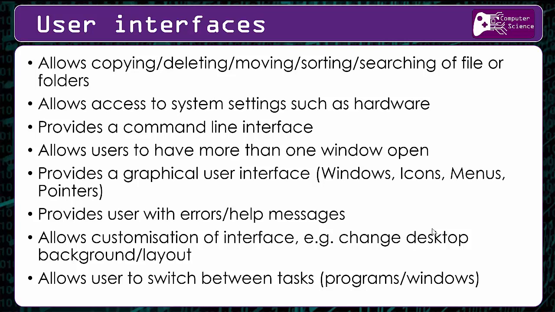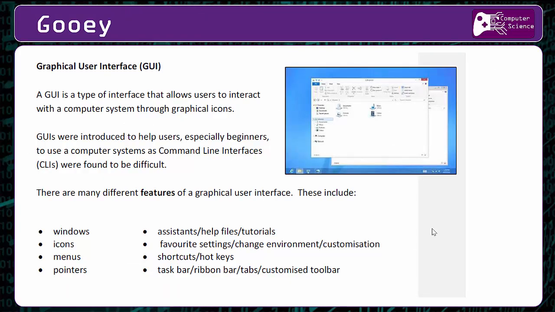It allows users to have more than one window open, so you can have things side by side or one in front of the other. And it provides a graphical user interface. So that tends to provide windows, icons, menus, and pointers. It provides users with help or error messages, and it allows you to customize the interface, such as changing your desktop picture or the colors of the buttons or the size of the font. It also allows you to switch between tasks or programs when you're using multitasking.